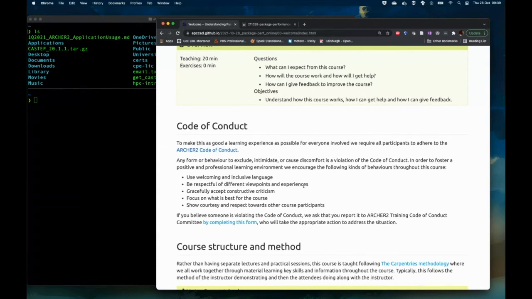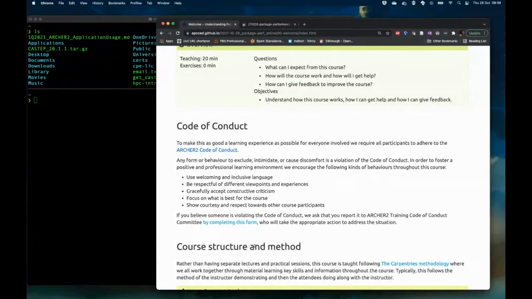If you think there's a problem with what's going on, either with ourselves, the instructors, or with another attendee, then please feel free to get in touch with me. You should be able to message me directly within the interface, or you could complete this form here, and we will investigate and take appropriate action as much as we can to rectify those things, because we really do want this to be as useful and inclusive for everybody here.